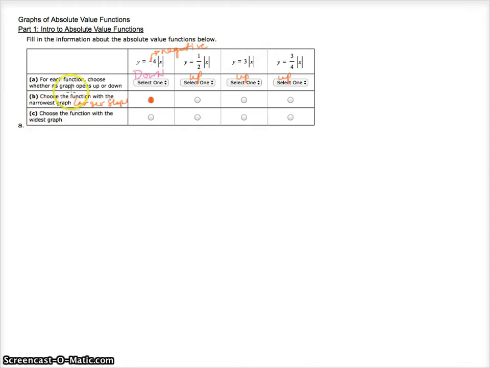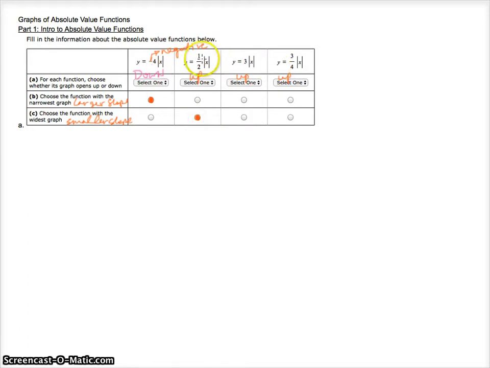For part C, choose the graph of the function with the widest graph. So this means that it's going to be a smaller slope. -4, well, we decided that was the largest slope, so that's not going to work. 1/2 is not going to be very steep, not very thin. 3 is going to be pretty skinny, and 3/4 is going to be about 1. So I think it's going to be 1/2 because it's the smaller slope.